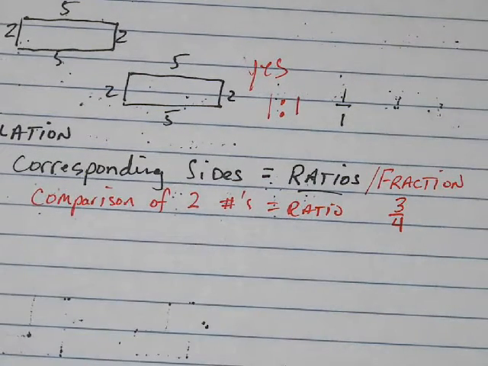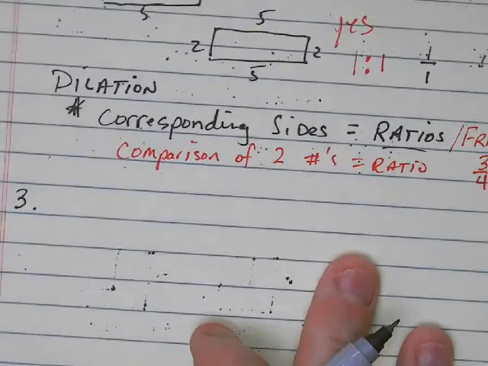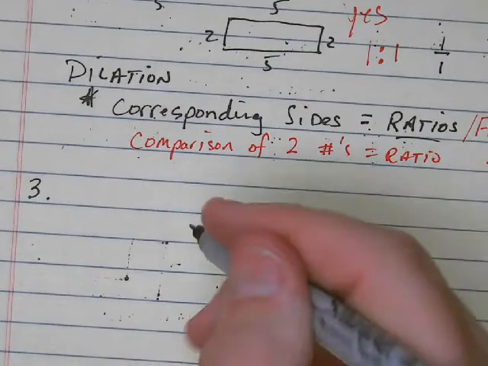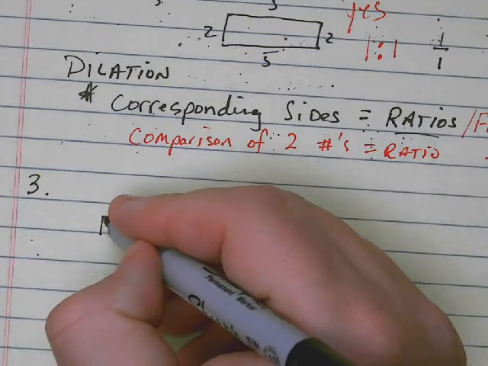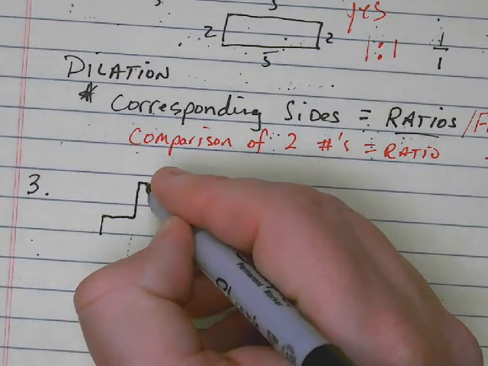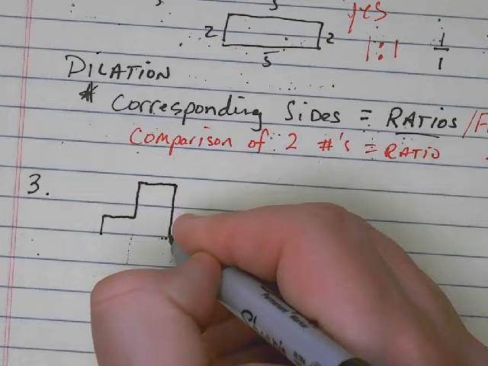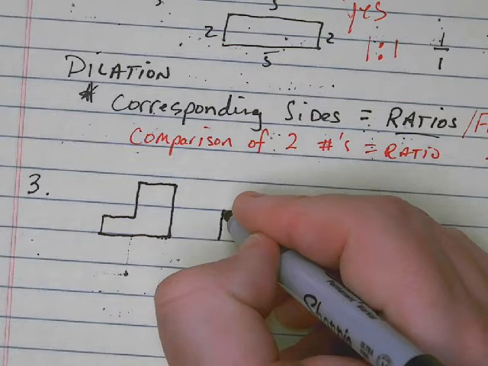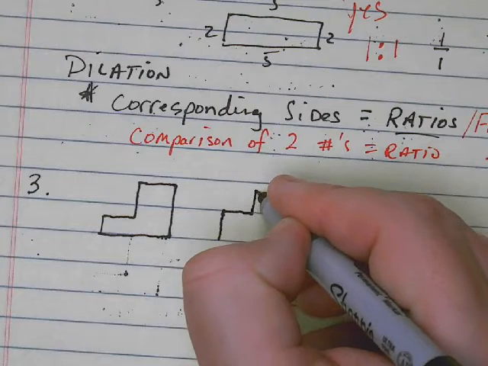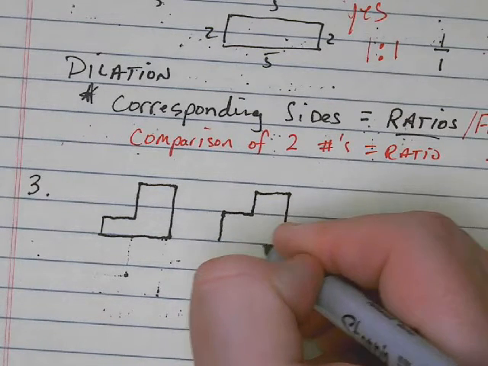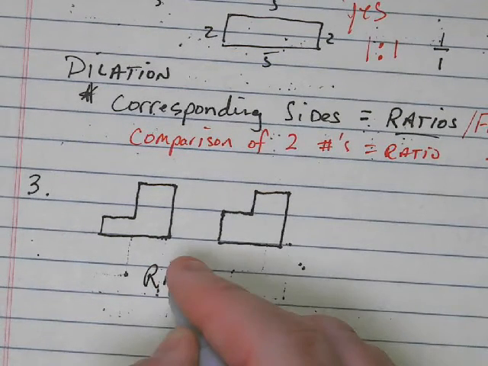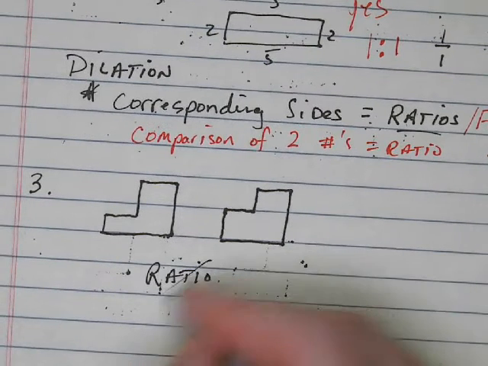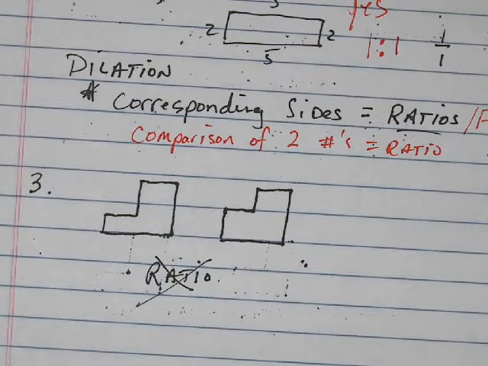Take a look at number 3. All right, now I'll see if I can build. These look like building blocks, don't they? Okay, so let's see. We got a little bitty one over here. Then it goes up and then over and then over and then down. And then over here we got a little bigger one. Then it goes over and it goes up and it goes down. Why would you say that these are not a dilation? How would you explain that that's not a dilation?